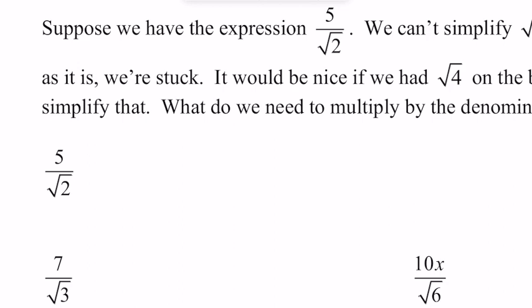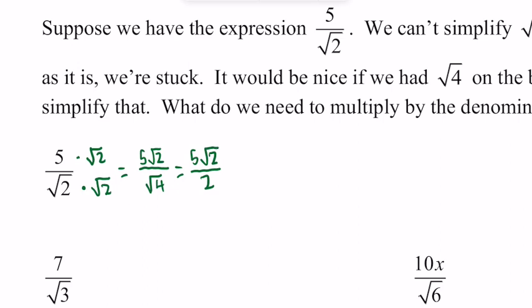To find an equivalent expression that does not have a square root in the denominator, we're going to multiply by the square root of 2 on the top and the bottom of this fraction. When we do this, in the numerator, 5 times the square root of 2 is just 5 square root of 2. In the denominator, the square root of 2 times the square root of 2 is the square root of 4, and then the square root of 4 is 2.